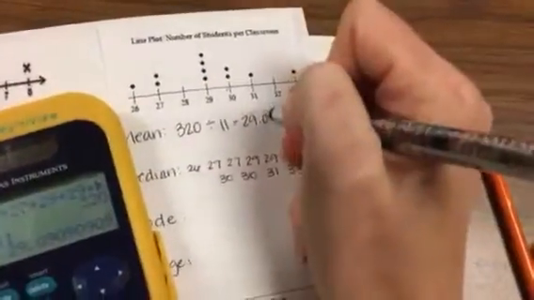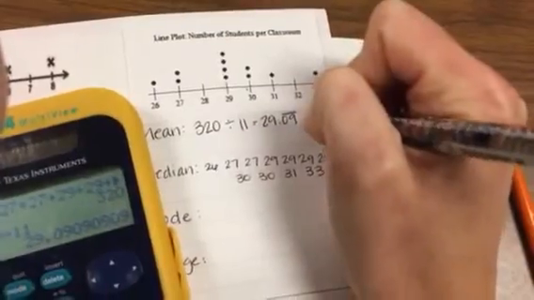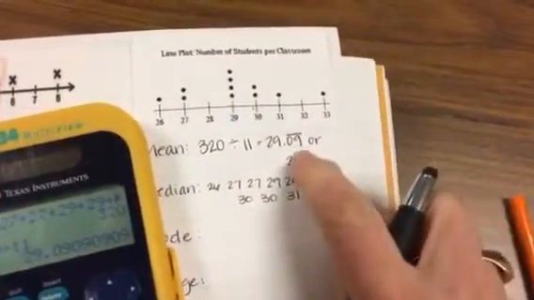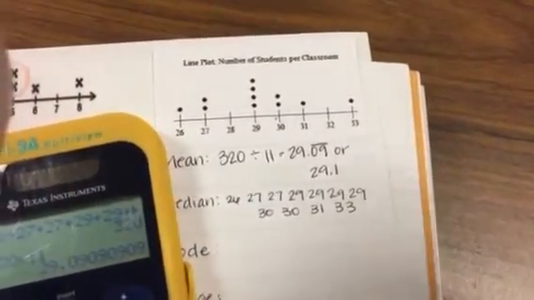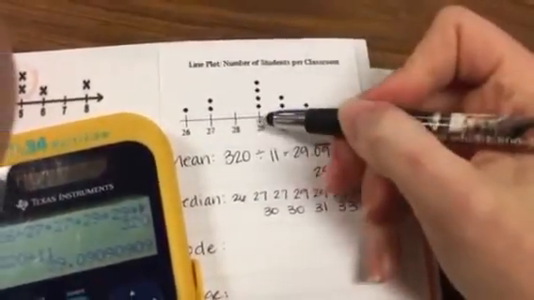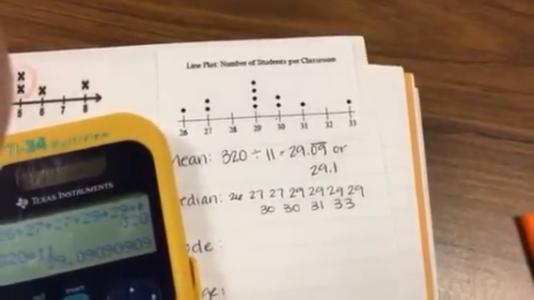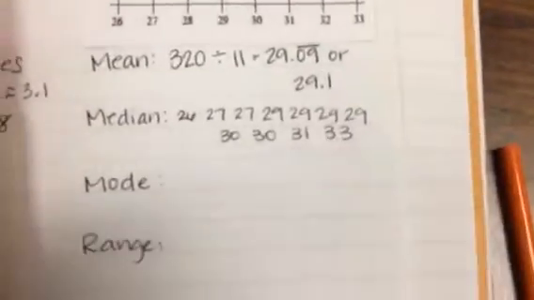So you could represent it by saying 29.09 with a bar notation, or you could just say 29.1 because the 9 would round the 0 up to a 1. So the average or the mean for this set of data is 29.1, which would be right here just past 29.